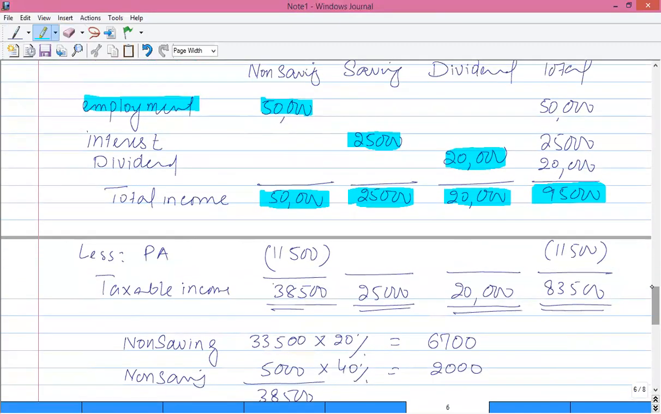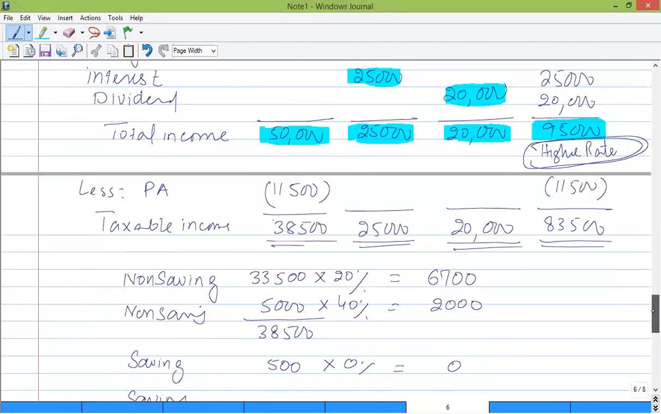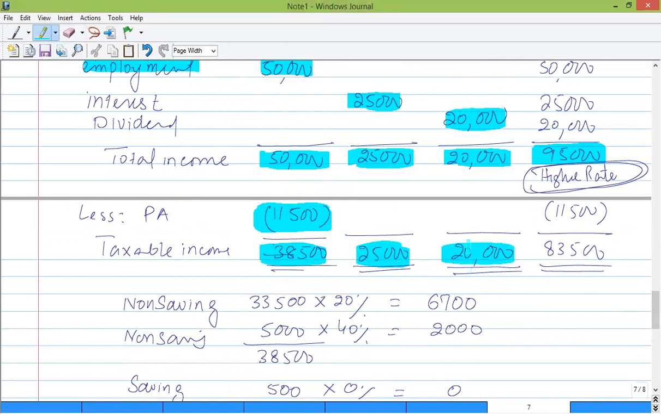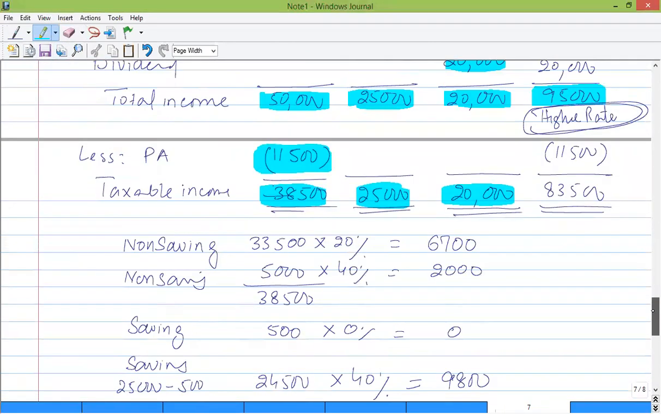The total of all income is 95,000. As the total of all income is 95,000, we can classify this as a higher rate taxpayer, so the nil rate band would be different now. It is the rule that we first deduct the personal allowance from non-saving income. The taxable non-saving income is now 38,500, with 25,000 saving income and 20,000 dividend income. The taxable non-saving income is greater than 33,500. Now, how do we tax this income?